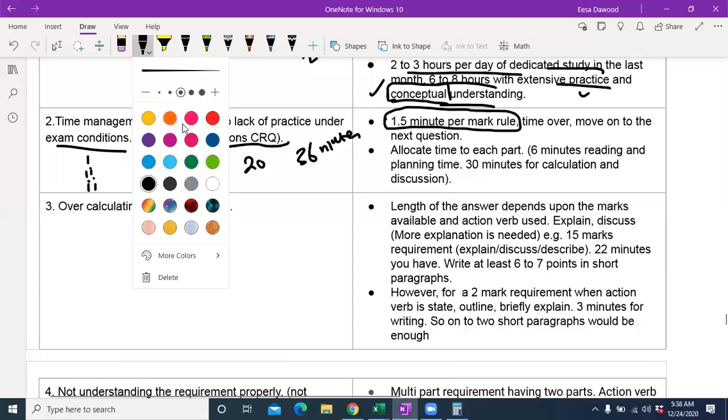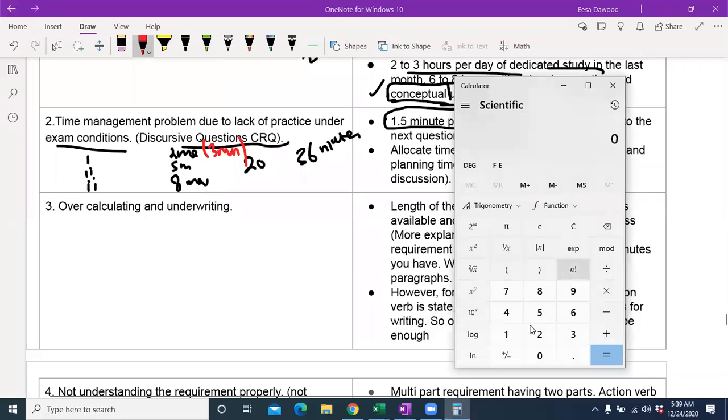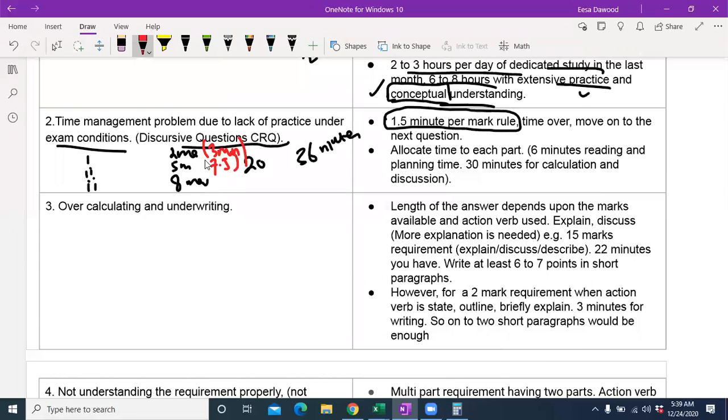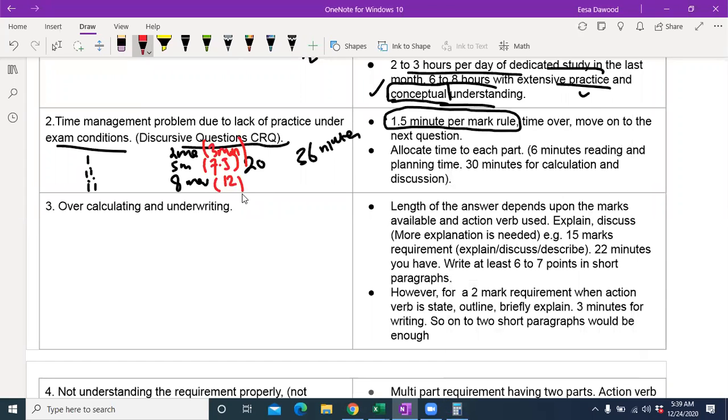You have 3 minutes for this. 5 marks, how much time do you have as per the 1.5 minutes per mark rule? So 5 marks means you have 7.5 minutes. And for example, 8 into 1.5, you exactly have 12 minutes to solve this. So how are you going to do the practice right from the start under exam condition?